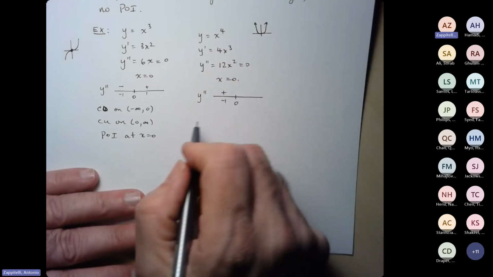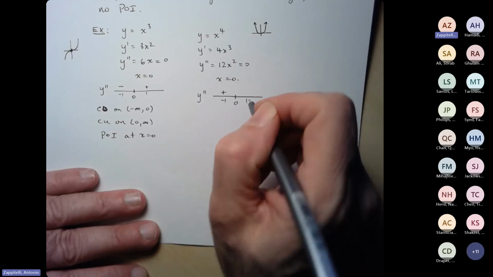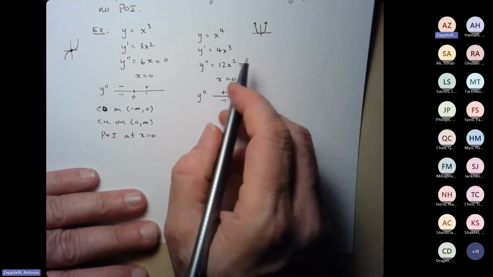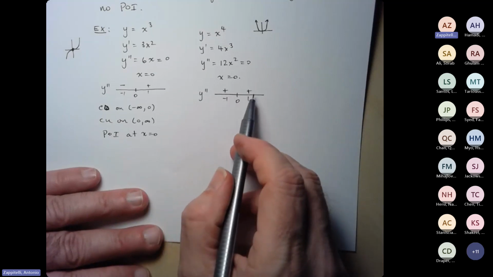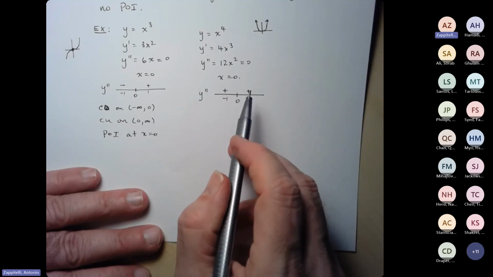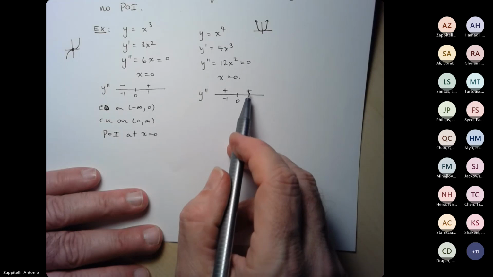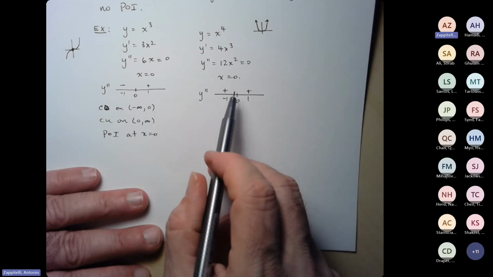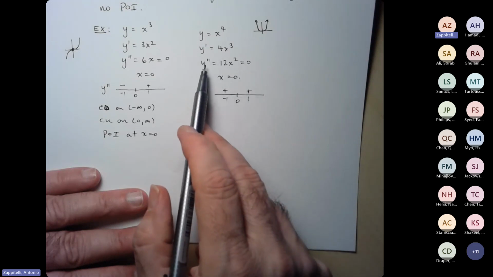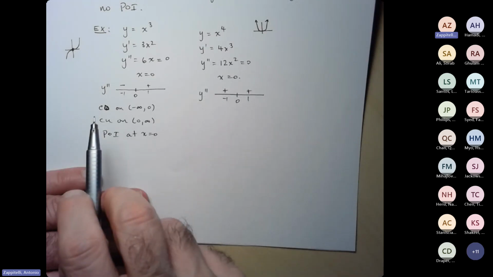But then to the right of 0, if I pick x equals 1, 12 times 1 squared is still positive. So did the second derivative change sign? No. Okay. So is there a point of inflection at 0? No. Just because the second derivative is equal to 0 doesn't mean there has to be a point of inflection.